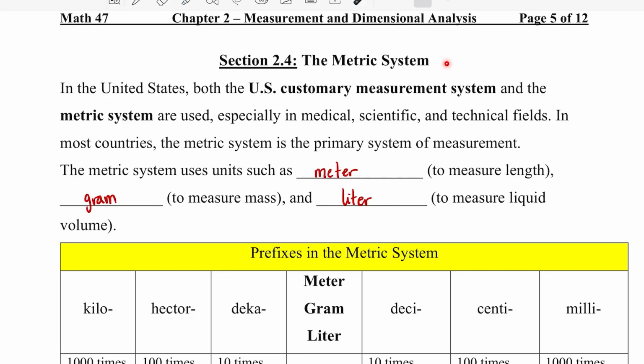Section 2.4, the metric system. In the United States, we use both the US and metric systems, especially in medical, scientific, and technical fields. But in most countries, they use the metric system. Metric system units are such as meter to measure length, gram to measure mass, and liter to measure liquid volume.